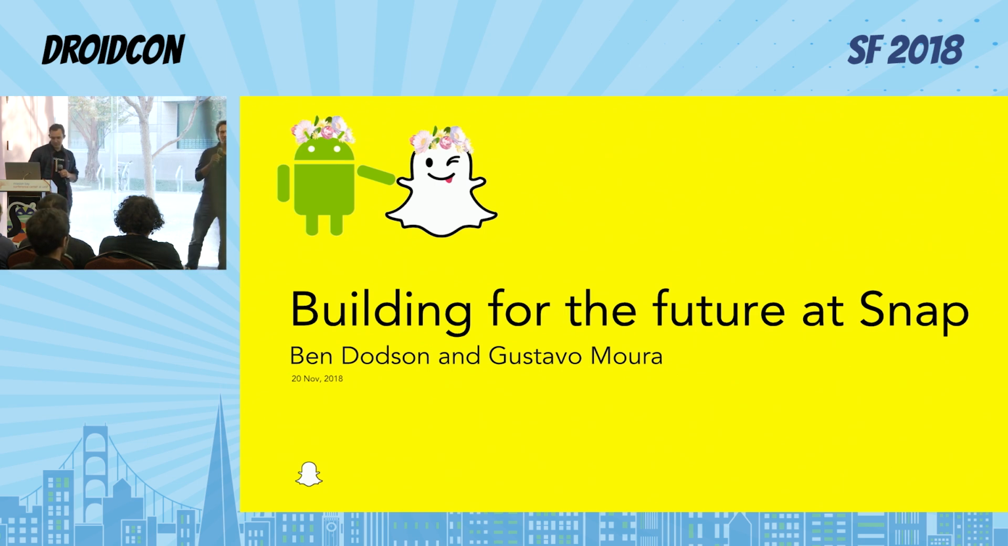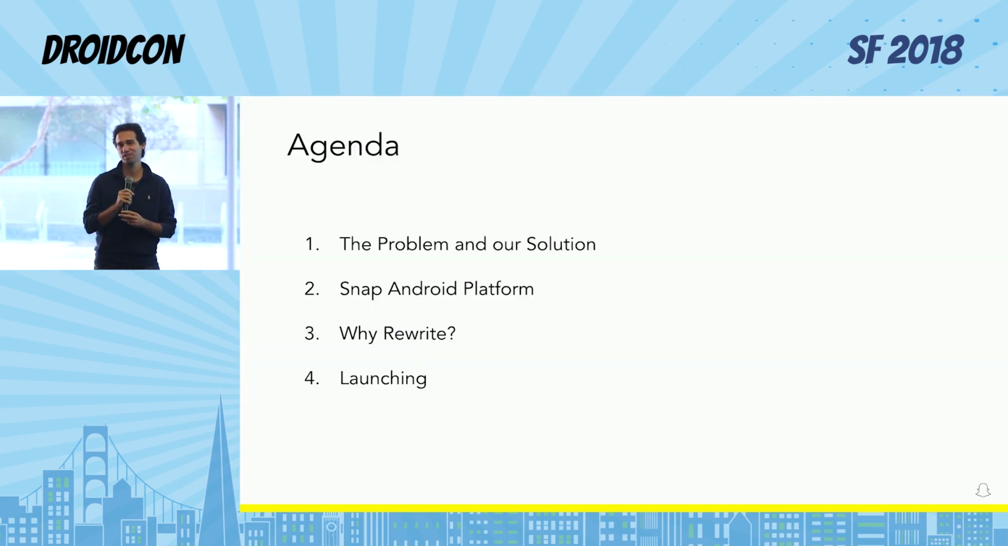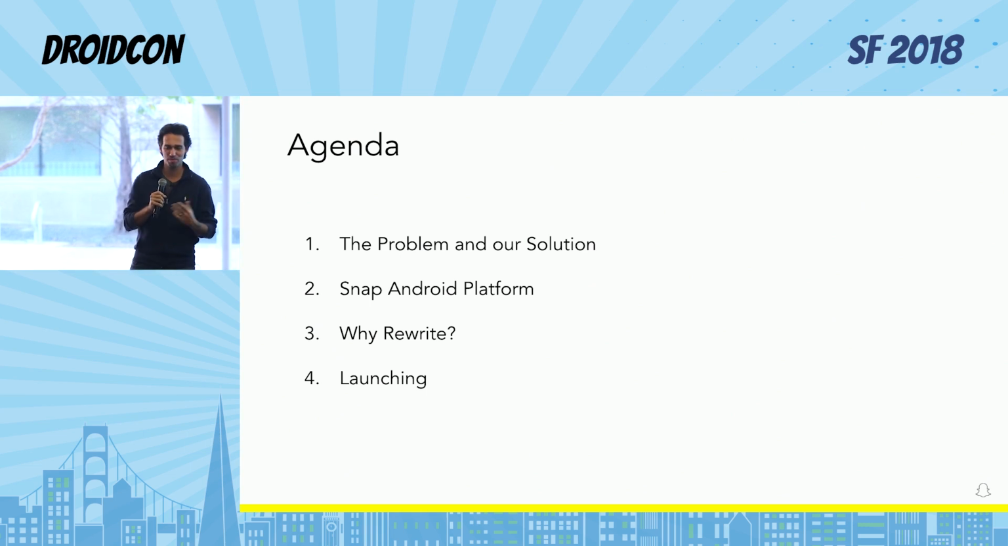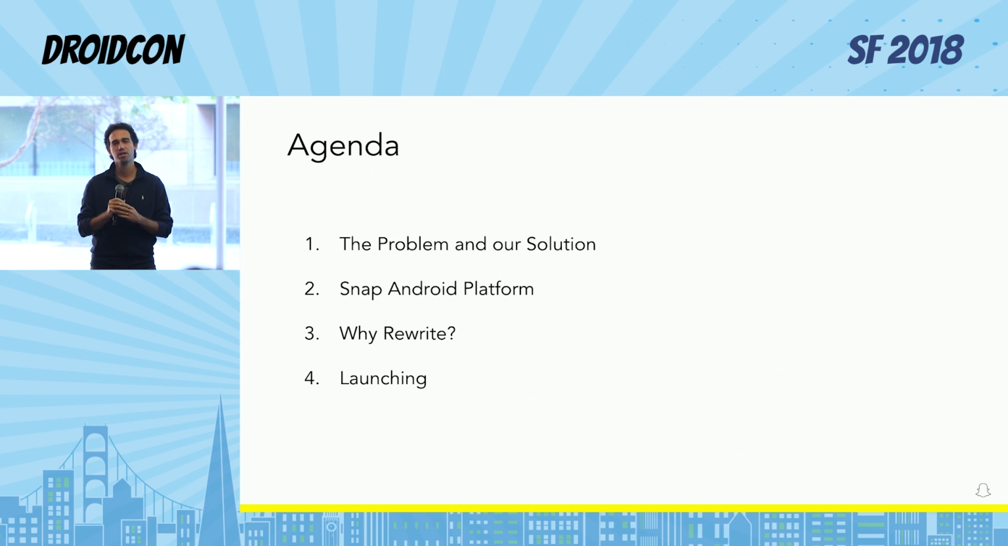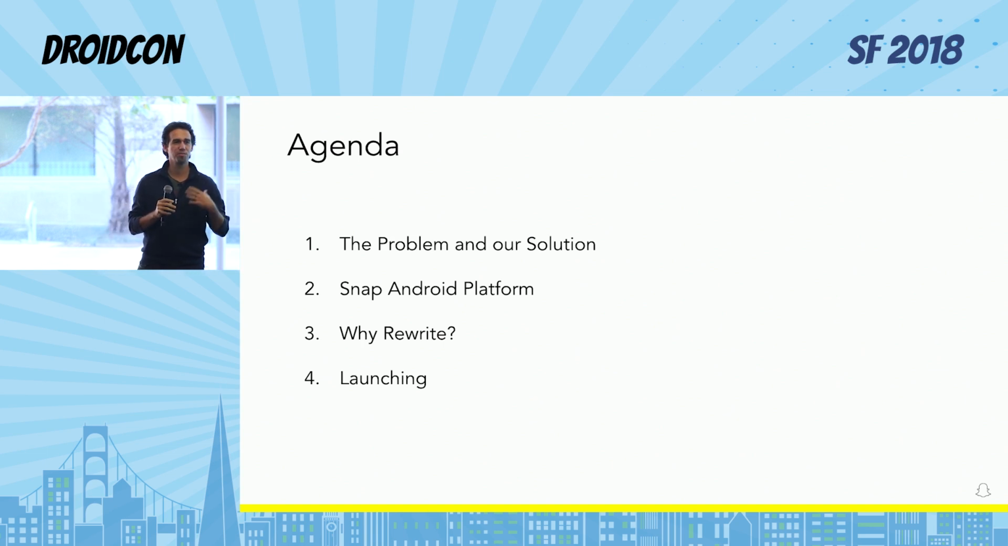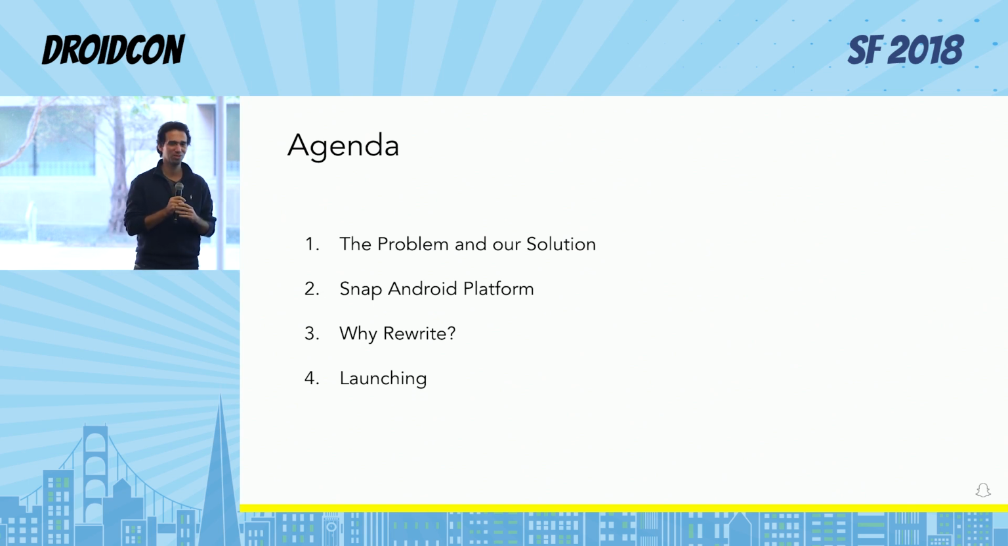And you may or may not have heard that over the past year or so, Snap has been rewriting its Android app from scratch. Today we're going to talk to you about that. We're going to talk about what the problem was that prompted us to do this, what kind of solution we came up with. We're going to go into a little bit of detail about the platform that we've built to overcome a lot of the hurdles that we ended up facing when we tried to do the rewrite.